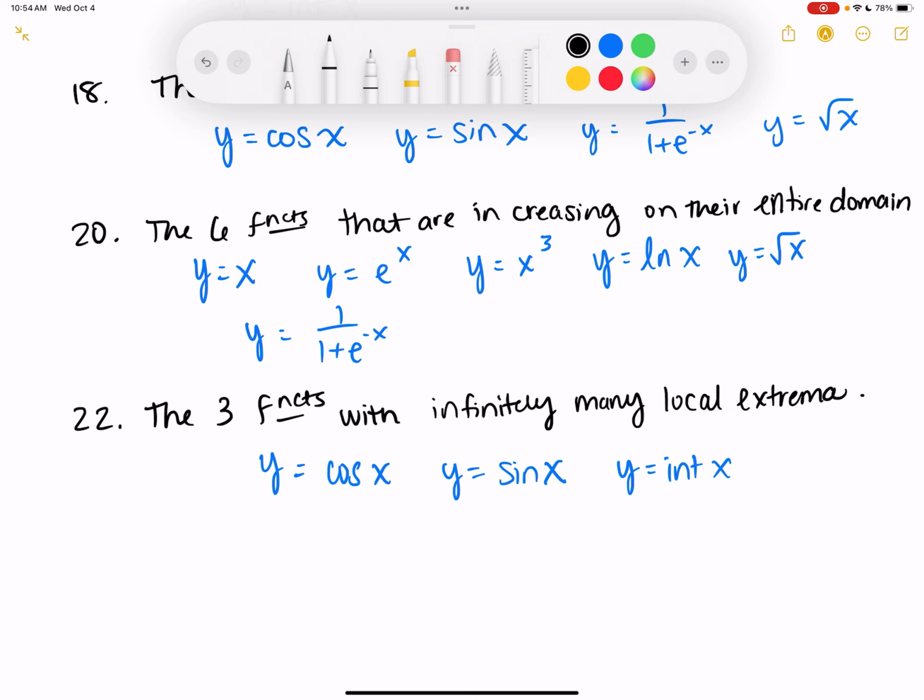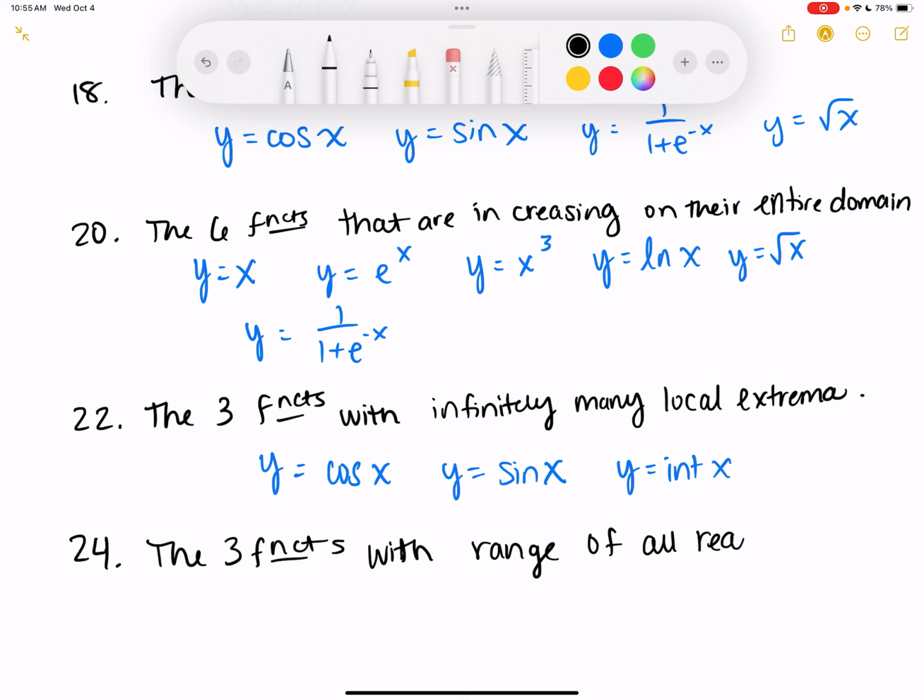24. I'm going to try to get through all of these ones today, and then we'll go from there. 24, the three functions with a range of all real numbers. So basically meaning that they go on the y-axis from negative infinity to positive infinity, all the way from the bottom all the way up to the top.